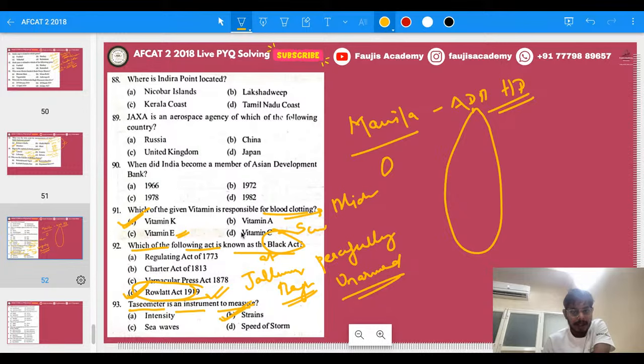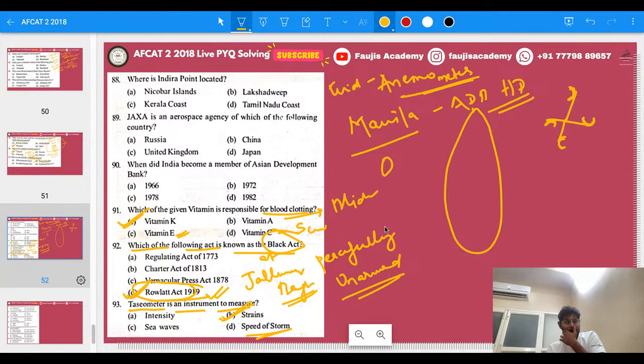The speed of the storm, or the speed of the wind, is measured by a device called an anemometer. In many places you must have seen a square-shaped structure with cups that keep moving. This is called an anemometer.